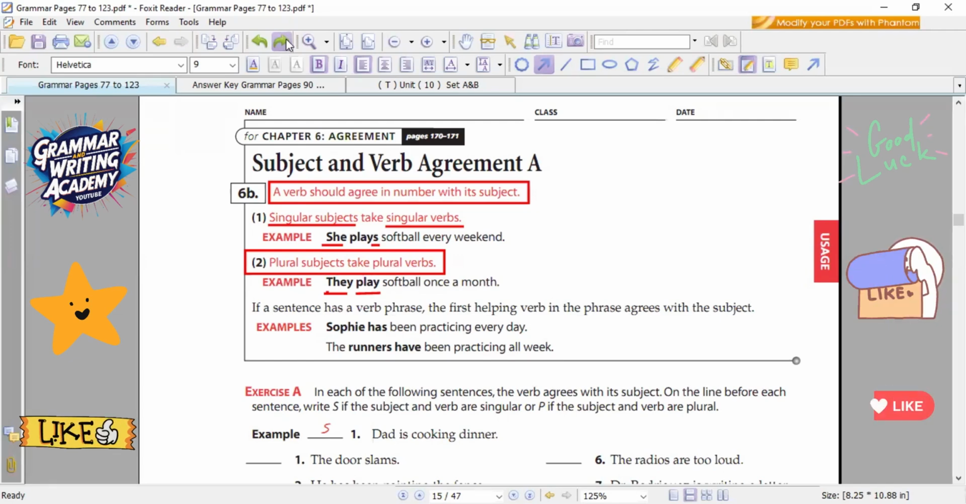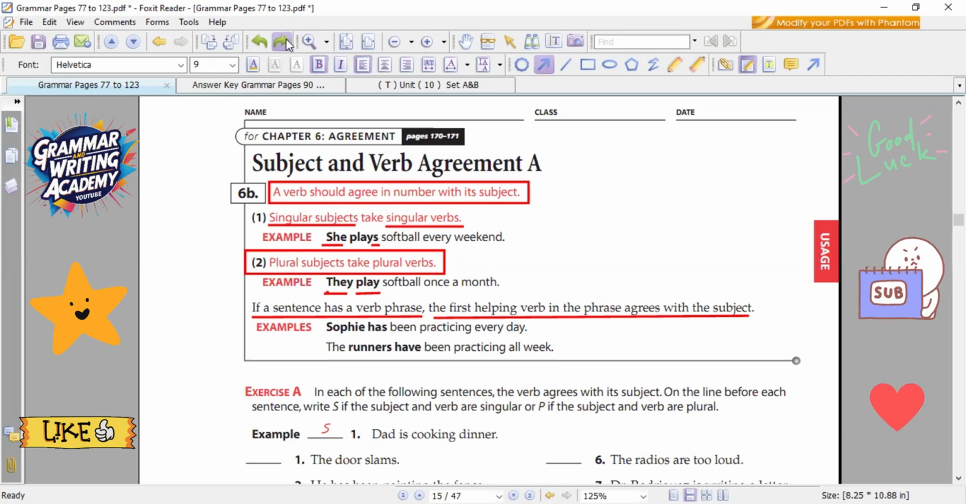If a sentence has a verb phrase, the first helping verb in the phrase agrees with the subject. Good. We mentioned before that a verb phrase means I have two verbs. The first one is going to be a helping verb, and the second one is going to be the main verb that the sentence depends on. The subject here simply will follow that helping verb.